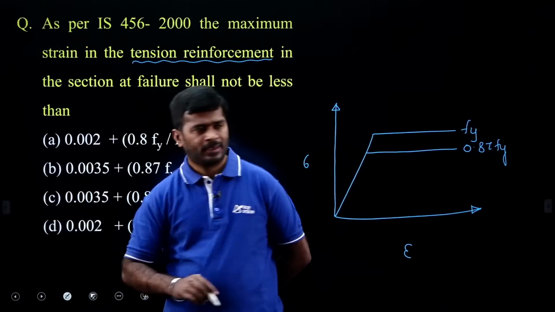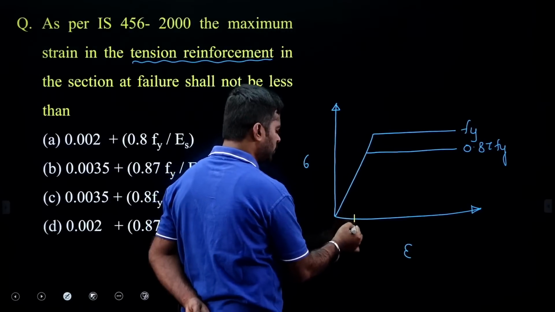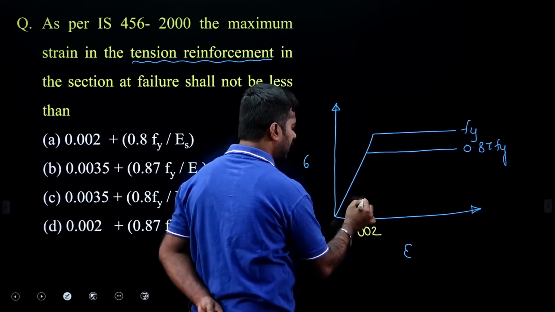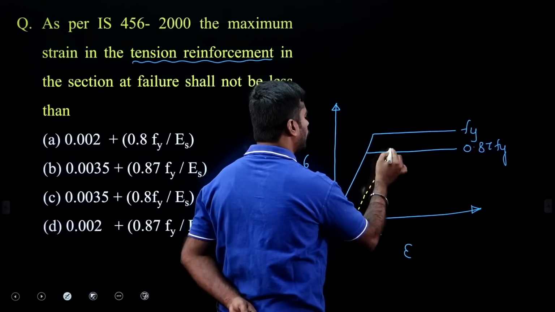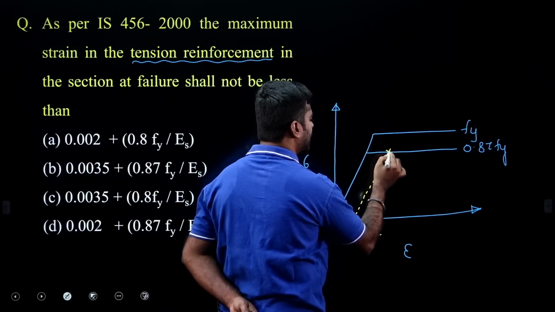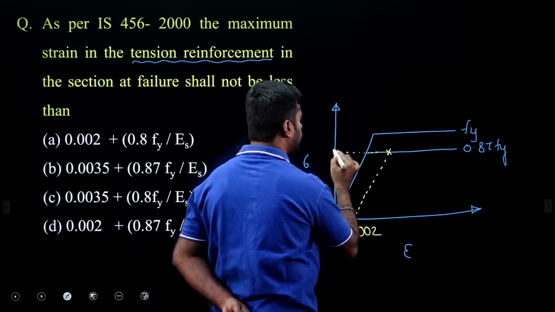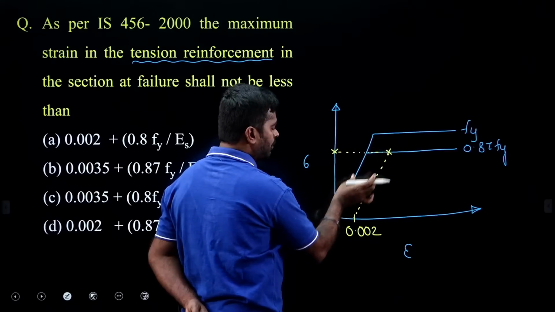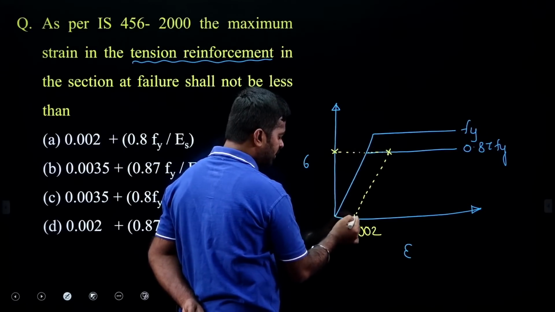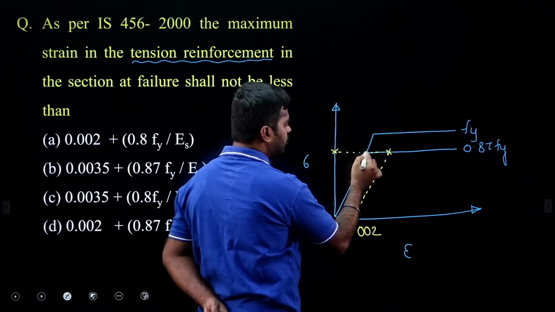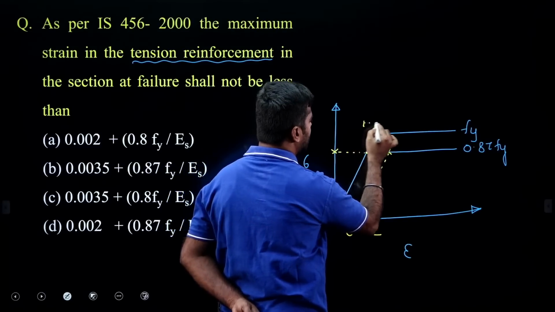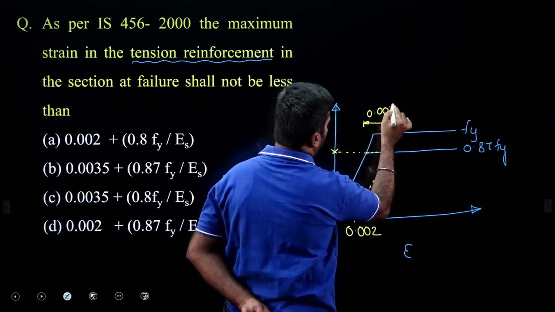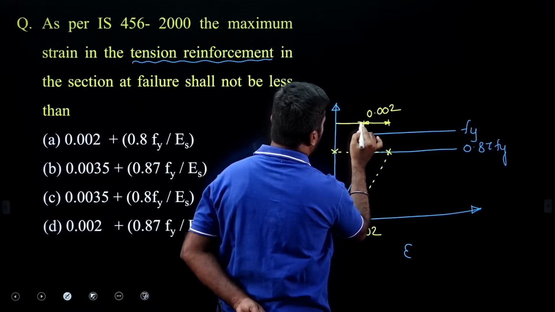See, take a standard strain 0.002 and draw one parallel line where it bisects. From there you mark it and project onto the stress axis. We know these two lines are parallel. So, from here to here strain is 0.002, then absolutely from here to here also strain is 0.002 only.